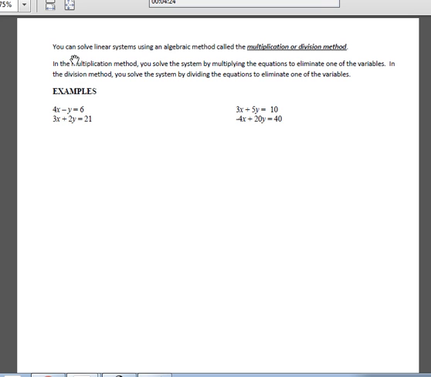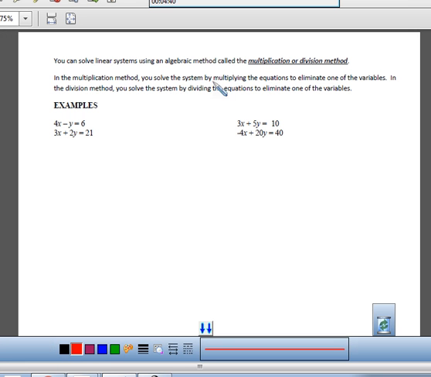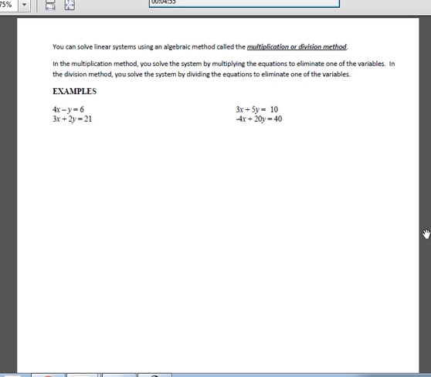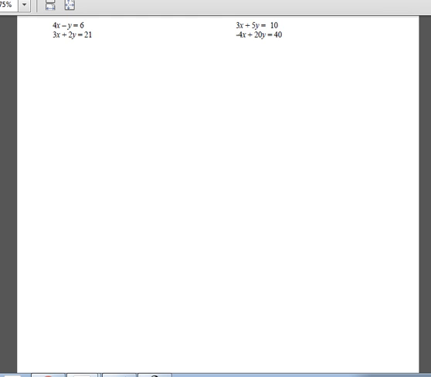Alright, so up at the top, you can solve linear systems using an algebraic method called multiplication or division method. The multiplication method, you solve a system by multiplying the equation to eliminate one of the variables. Now, when we multiply or divide, we're multiplying and dividing the entire equation. That's really important. A lot of people forget to multiply every part of it. So let me move the screen up so we can see the entire problem.